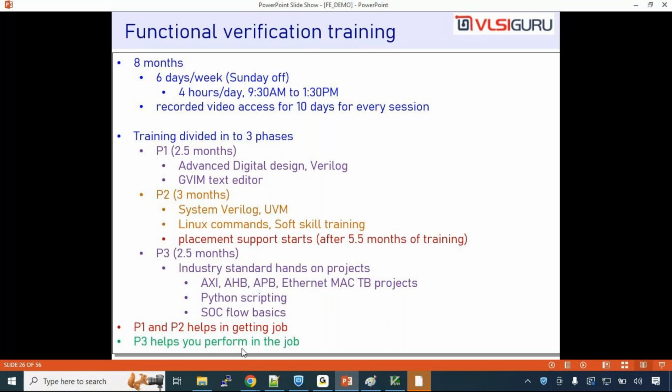You understood? So what is the total training duration? 8 months, 6 days per week, around 4 hours per day. Okay. At the end of every topic, there will be one evaluation test. Based on the test performance, you will be allowed to go to the next level of training. If you don't do well, if you don't score minimum marks, we will make you repeat the course.